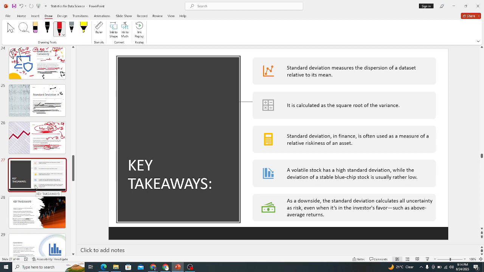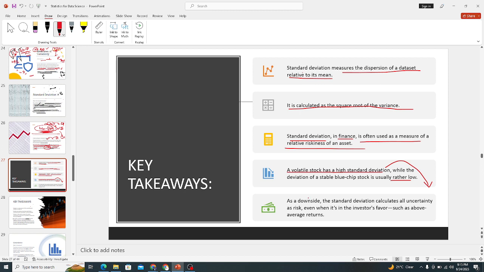Yes, just some takeaways. Standard deviation, we've said, measures the dispersion of a data set relative to its mean. It is calculated as the square root of variance. Standard deviation in finance is often used as a measure of the relative risk of an asset. We've also said that a volatile stock has a higher standard deviation, while the standard deviation of a blue chip stock is relatively low. If we have a small standard deviation, then we can say the risk of that stock is also low.